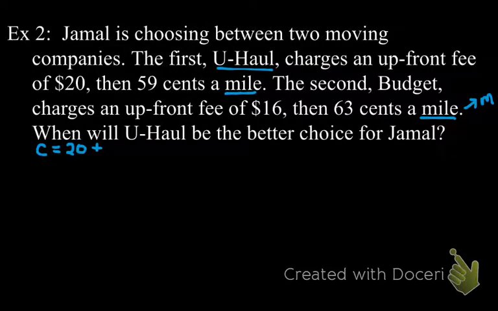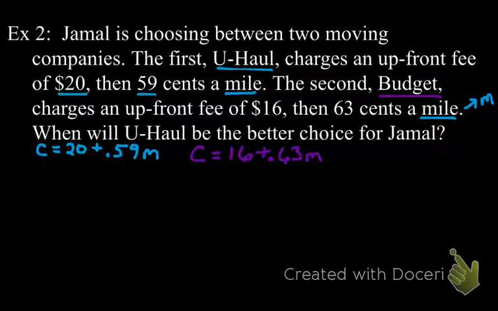And then we're going to have 59 cents per mile. Now you have to be careful because this was $20. This is 59 cents. So we're going to write down 0.59 and then times m. So that's for U-Haul. The second company, which was Budget, let's do that one in purple. So the Budget company, their cost is going to be $16 as a flat rate, and then they're adding 63 cents per mile. So pretty clearly, if you're just renting it and driving a little bit, the Budget deal is better.